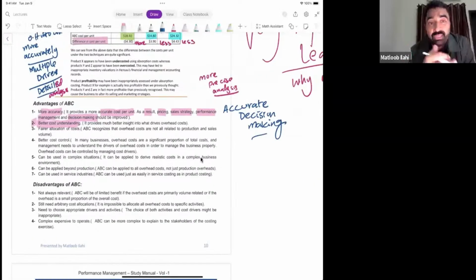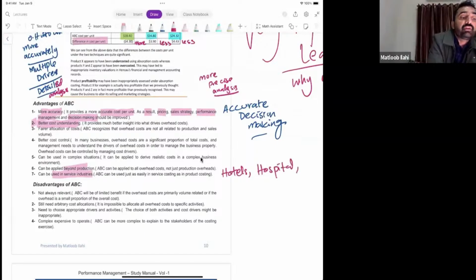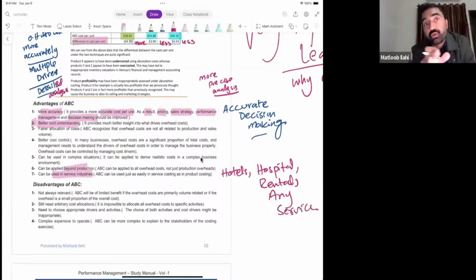For example, admin, selling, distribution, etc. And can also be used in service industries as well. Not only manufacturing, but services. What services? For example, you can think of the hotel industry, hostels, hospitals, rentals, and any services. Okay, so these are the advantages of ABC.